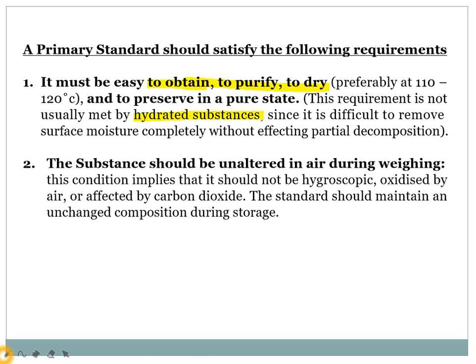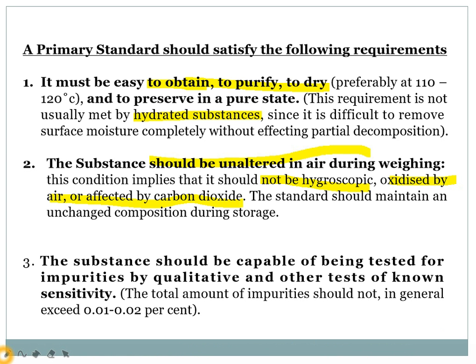The second property is that the substance should be unaltered in air during weighing. Unaltered in air during weighing means the substance should be stable. Stable in the sense that it should not be hygroscopic. Hygroscopic means it should not absorb water. Next, it should not be oxidized by the air, or affected by carbon dioxide, and it should be unaltered during storage conditions. This indicates that the substance should be stable.